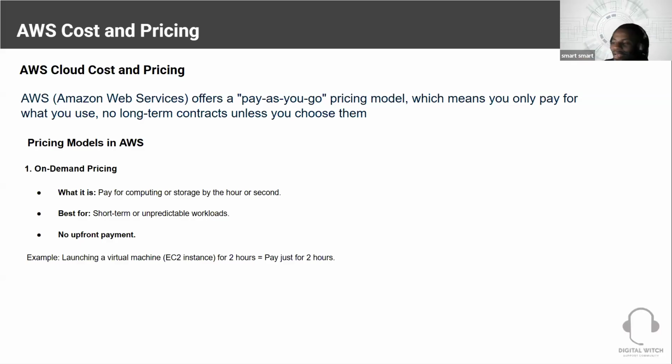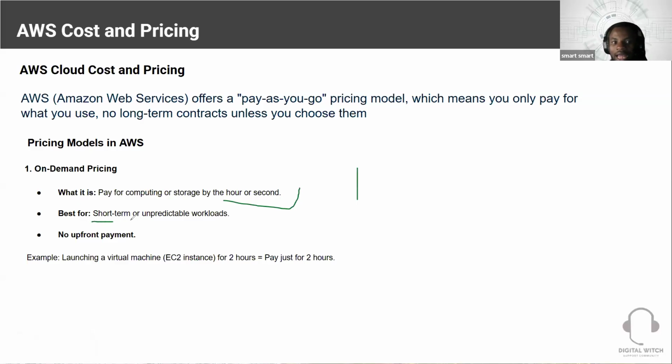Number one is on-demand pricing. Please, if you have any question, put it down. Very soon we'll round up, and then we'll start our question and answer section. Now, on-demand pricing is where you pay for compute and storage by the hour or by the second. I told you that it's per hour. The hour you have used, you pay for it.